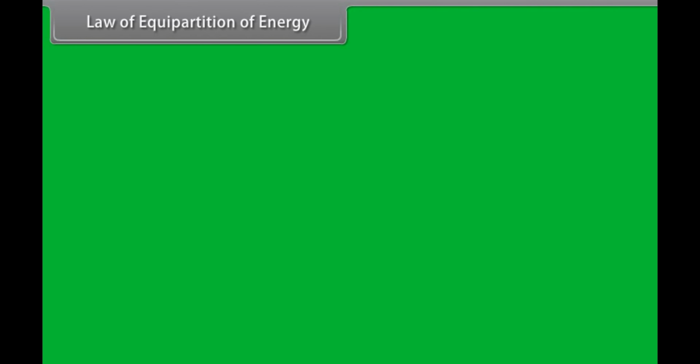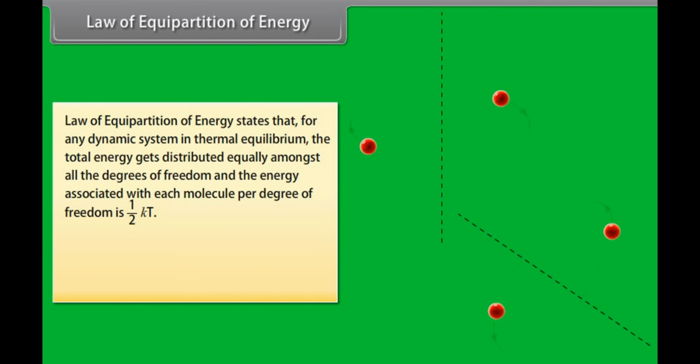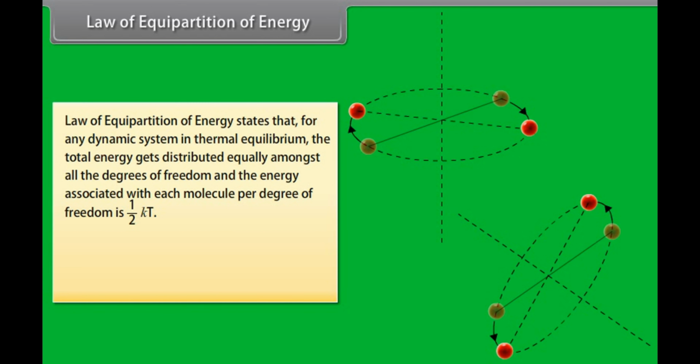Law of equipartition of energy. Law of equipartition of energy states that for any dynamic system in thermal equilibrium, the total energy gets distributed equally amongst all the degrees of freedom, and the energy associated with each molecule per degree of freedom is 1/2 kT, where k is Boltzmann's constant, T is absolute temperature of the system.